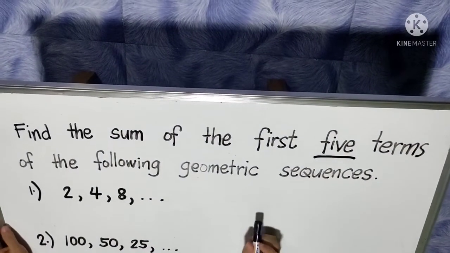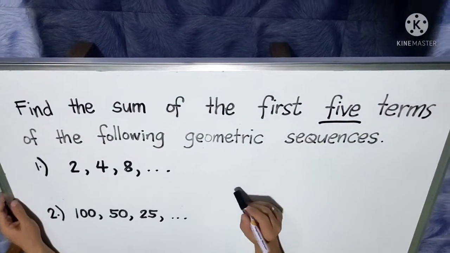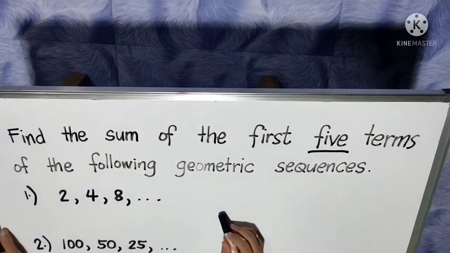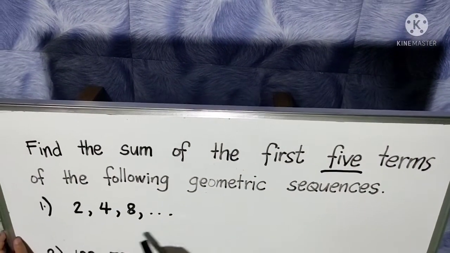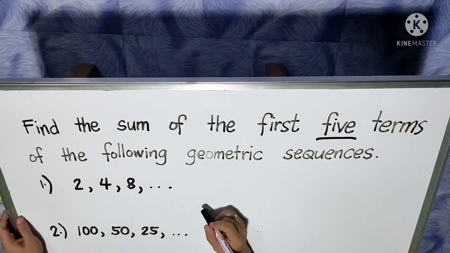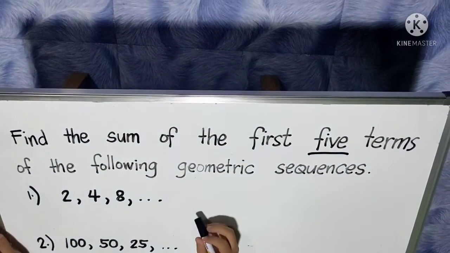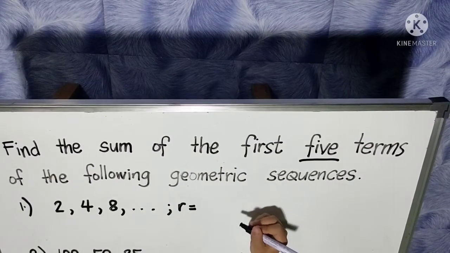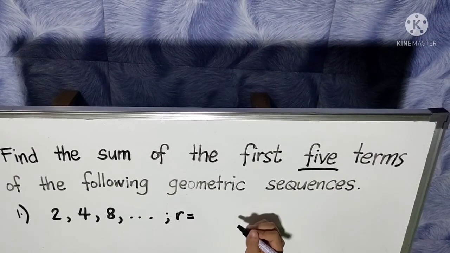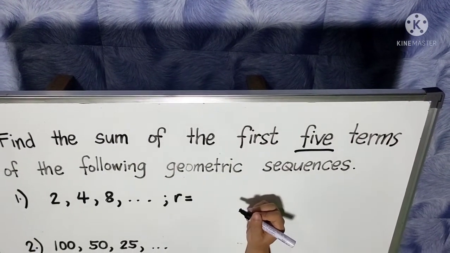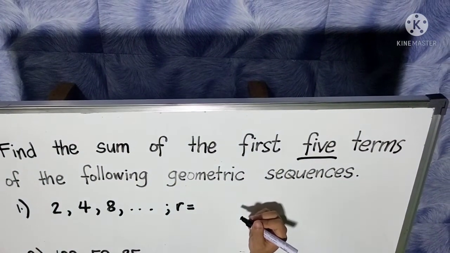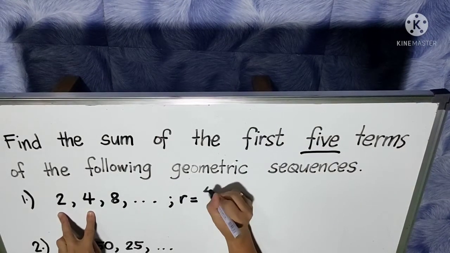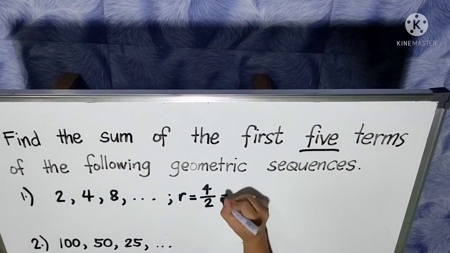To illustrate geometric series, let's have first this activity. Find the sum of the first 5 terms of the following geometric sequences. For number 1, we have 2, 4, 8, and so on. There are only 3 known terms here, so we need to generate the next 2 terms to complete the 5 terms. First step is you solve for the common ratio r, which is solved by getting the quotient of any 2 consecutive terms in the sequence. So you can have 2 and 4 or 4 and 8. In my case, I'll choose 2 and 4. So to solve for r, it will be equal to 4 divided by 2, which is equal to 2.